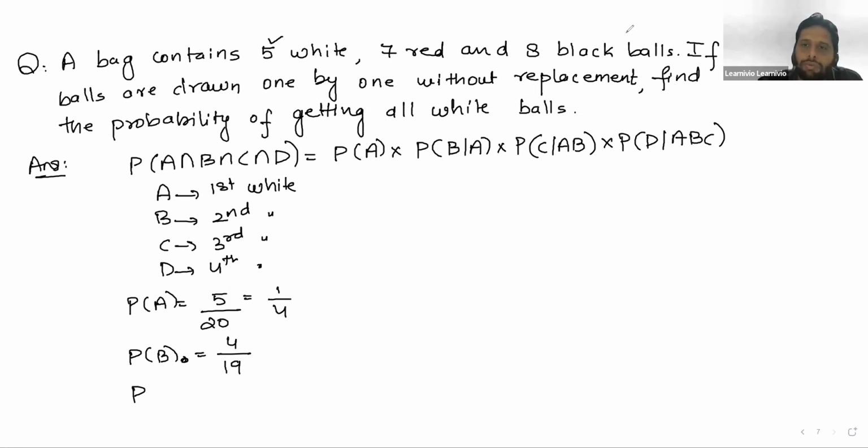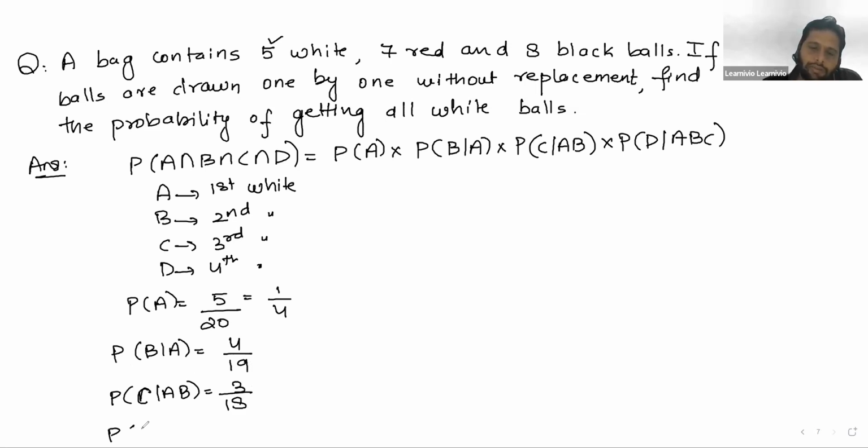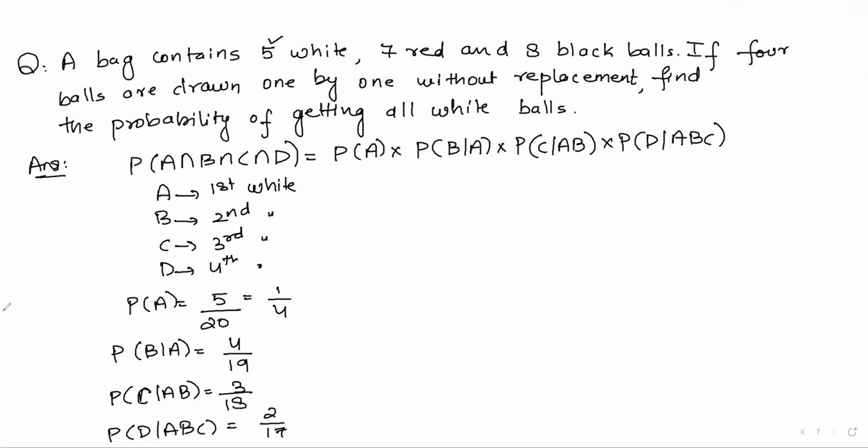Sorry, this is not PB. This is P of B given A. So this is 4 by 19. Next, P of C given AB. Remaining are 3 by 18. And next is P of D given ABC. So this will be 2 by 17. Is this clear, Saf? Yes, sir. Josefa, is it clear? Nabil, Noma, is this clear? Yes, sir. Okay, good.